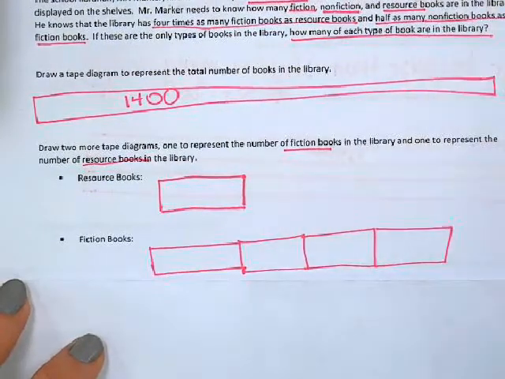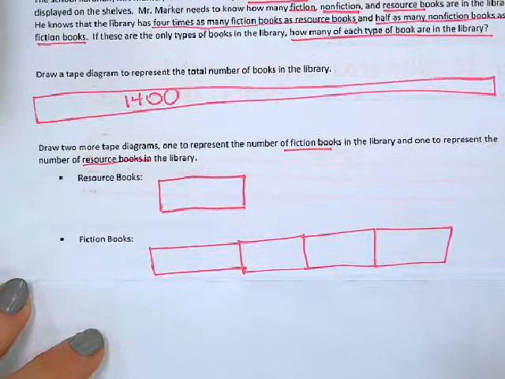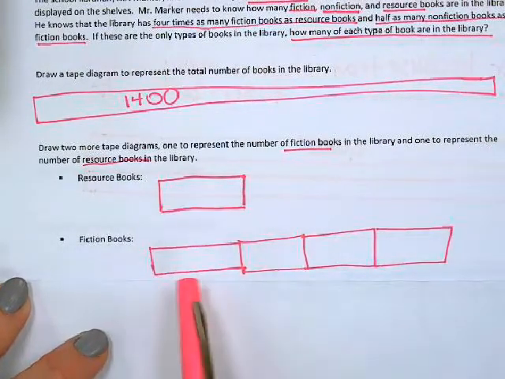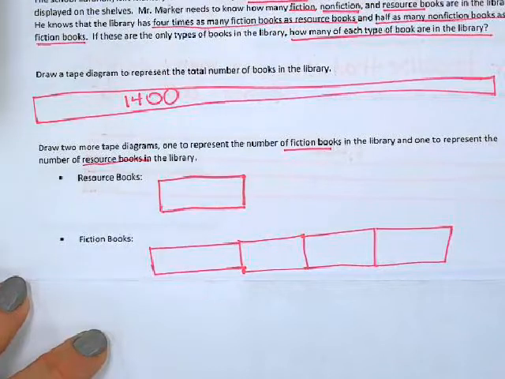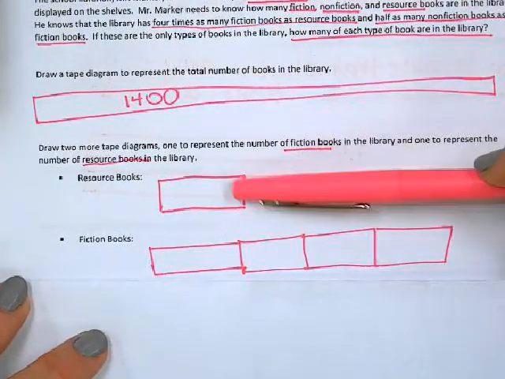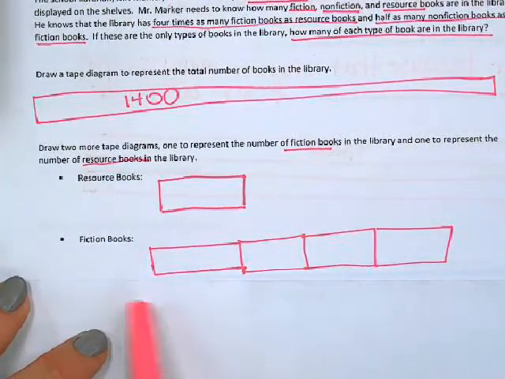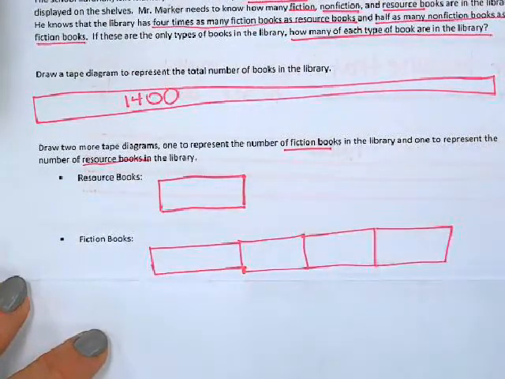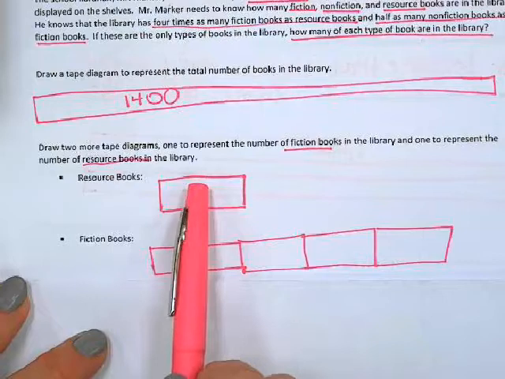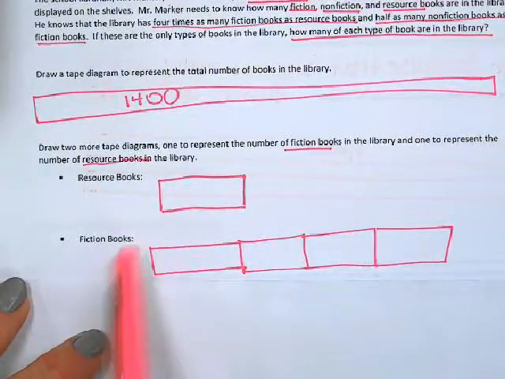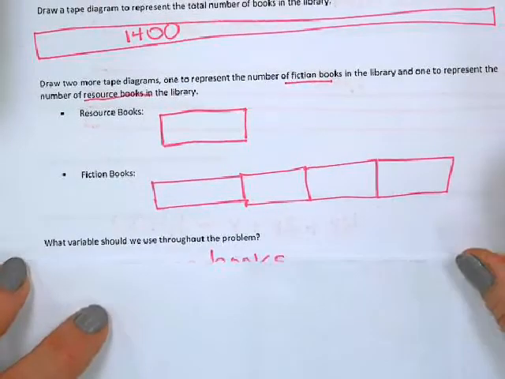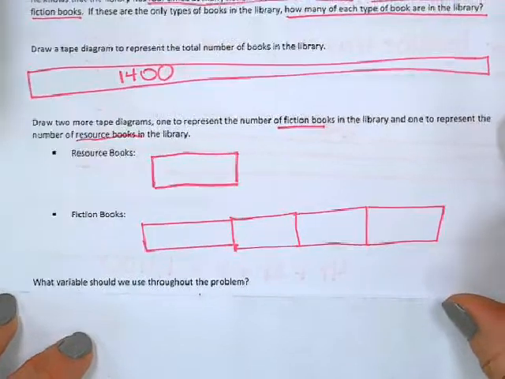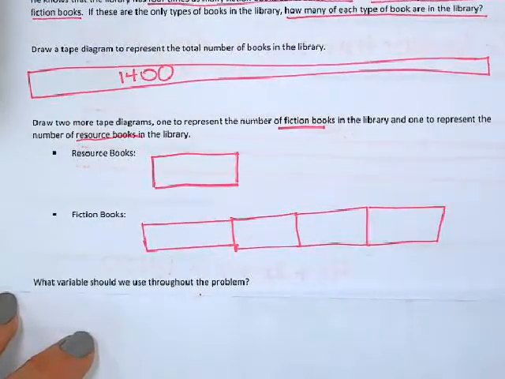And then my fiction books, I know there's 4 times as many fiction books as resource books. So this is going to need to be a tape diagram with 4 sections. So again, 1 section for my resource books, but for my fiction books, it's going to need to be 1, 2, 3, 4 times that many. So it's going to have 4 sections. So I know whatever goes in here, I would have to take that times 4 to find how many fiction books there are. So another question we need to ask is what variable should we use throughout the problem?